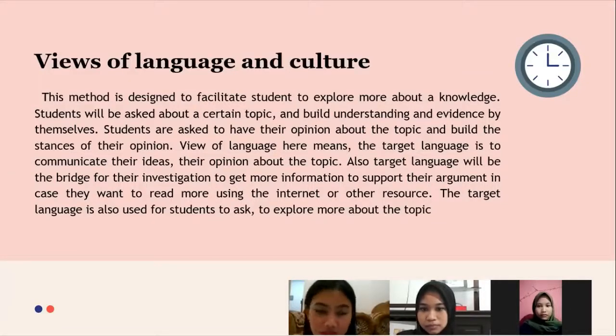View of language here means that the target language is used to communicate their ideas and their opinion about the topic that has been given by the teacher. Also, the target language will be the bridge for their investigation to get more information to support their argument in case they want to read more using the internet or other resources. The target language is also used for students to explore more about the topic.